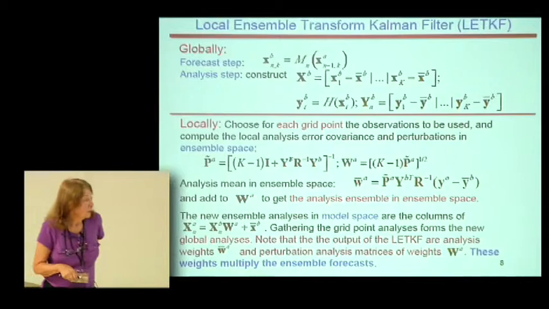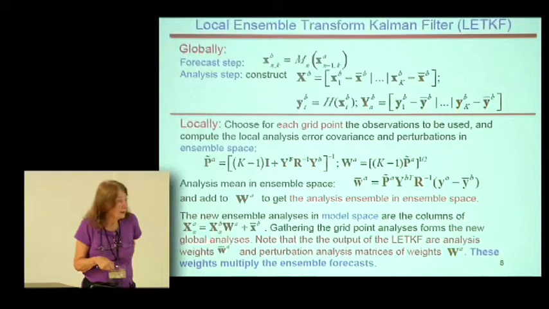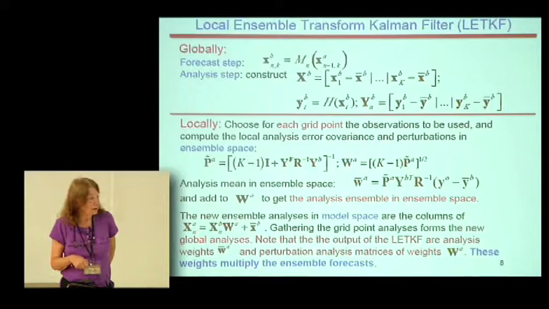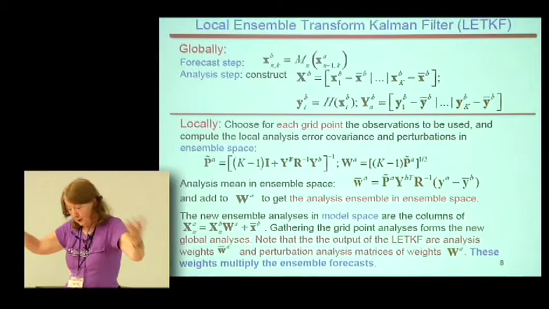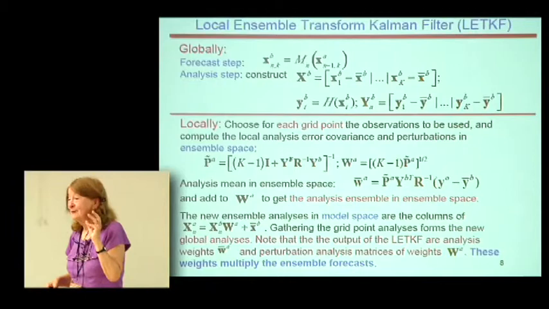So then once we do that, we are done. The new ensemble perturbation matrix for the analysis is given by the forecast perturbation matrix times the weights plus the mean value, and once we do that at every grid point, we put together the new analysis ensemble and we are done. So maybe you didn't understand a word of what I said, but believe me, it's very short and sweet compared to other methods.